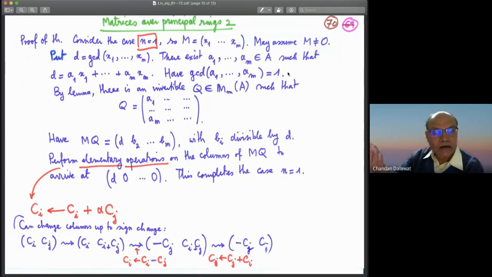Now by the lemma, I can find an invertible matrix. Invertible because the determinant is equal to 1. The determinant is going to be equal to the GCD, which is 1. So it's invertible. So I can find an invertible matrix Q whose first column is the given sequence A1 to AM. In the lemma, we did it for rows, but the same thing will work for columns, right? So now I have an invertible square matrix whose first column is A1 to AM.